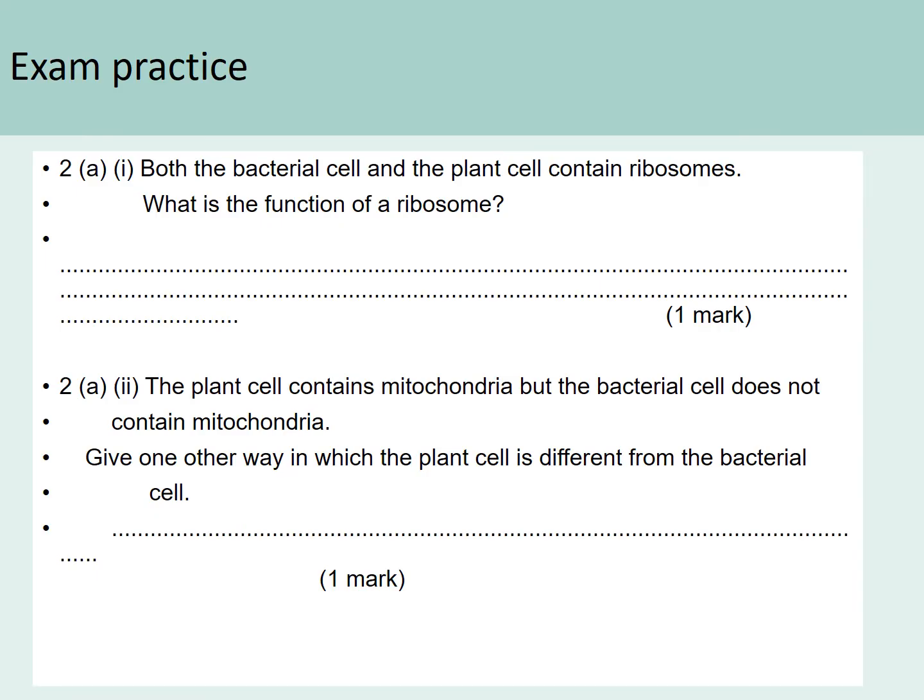So here are the questions. 2A, part 1. Both the bacterial cell and the plant cell contain ribosomes. What is the function of the ribosome? 1 mark. 2A, part 2. The plant cell contains mitochondria, but the bacterial cell does not contain mitochondria. Give one other way in which the plant cell is different from the bacterial cell. 1 mark. So pause this video, have a go at answering both of those questions.